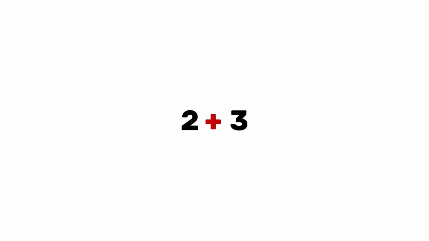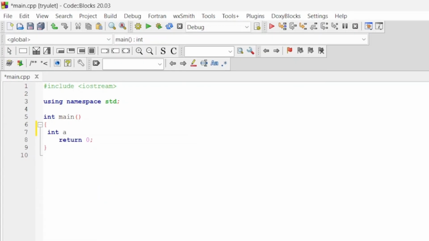Say you want to get the sum of 2 and 3. Since we're looking for the sum, we are of course going to use the addition operator. Using int, since the two values are whole numbers, the code should be as follows. We must declare our values first. Int a equals 2, semicolon. This is our first value.